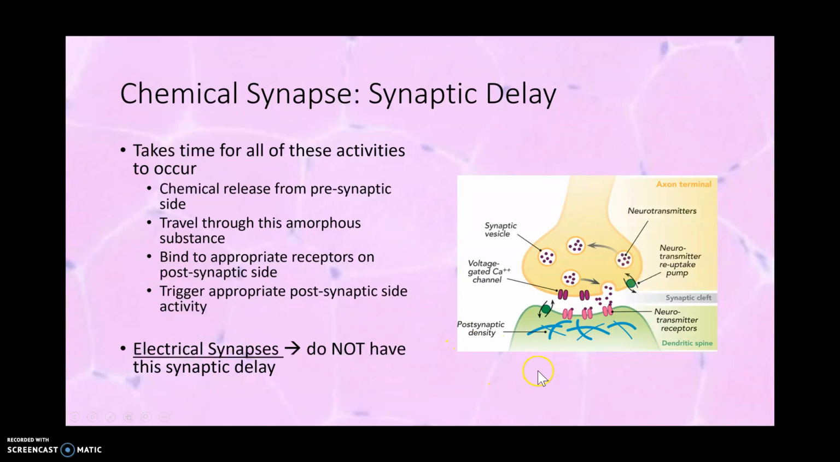Needs to bind to the appropriate receptors. Over here, we're going to be talking about alpha receptors, and trigger the appropriate postsynaptic side activity and for the signal to be carried. So once we have acetylcholine, we're going to go through the synaptic cleft over here.